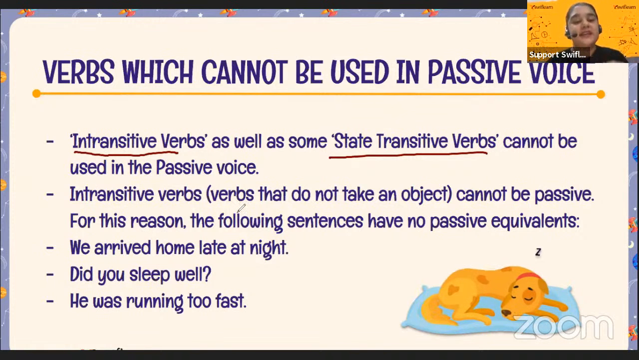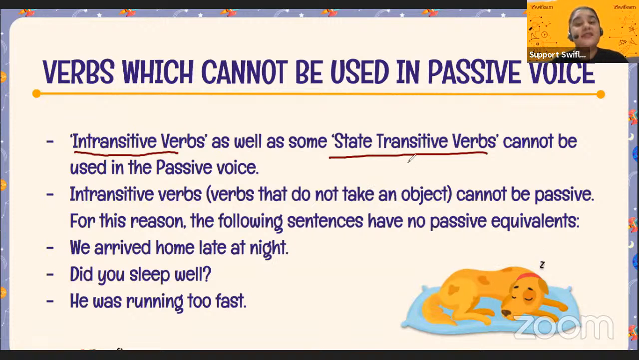Clear? Intransitive verbs, verbs that do not take an object, as I have already told you, cannot be passive. For this reason, the following sentences have no passive equivalents. Like, we arrive home late at night. Here there is no object. Second, did you sleep well? There is no object here. He was running too fast. We do not have an object here. This is an intransitive verb, so it will remain the same. You will not change it into passive voice. It is not possible. Okay, clear?